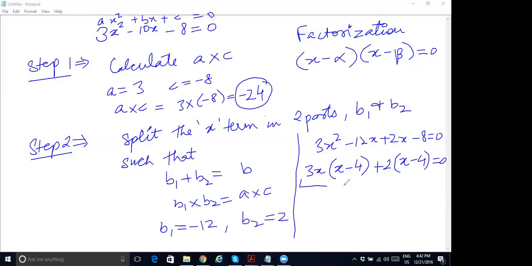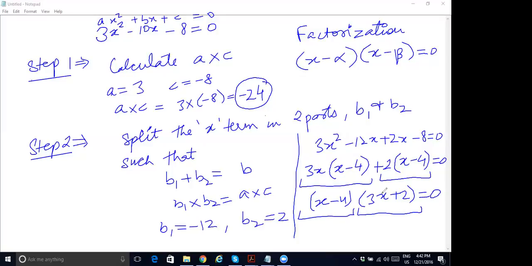Now we have these two terms, 3x plus 2 and x minus 4. So x minus 4 times 3x plus 2 is equal to 0. Now what does this represent? Product of two numbers and we are getting 0. Product of two numbers equal to 0 means one of the numbers has to be 0. So either x minus 4 is equal to 0 or 3x plus 2 is equal to 0. x is equal to 4 or x is equal to minus 2 by 3.